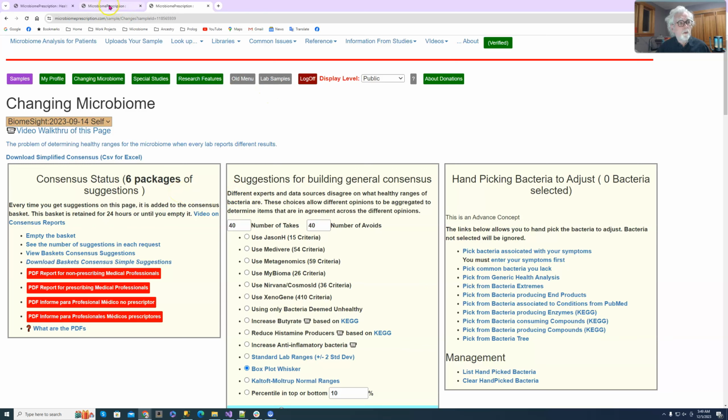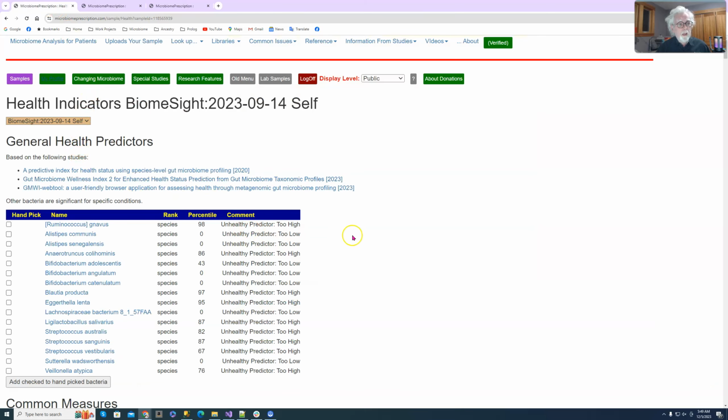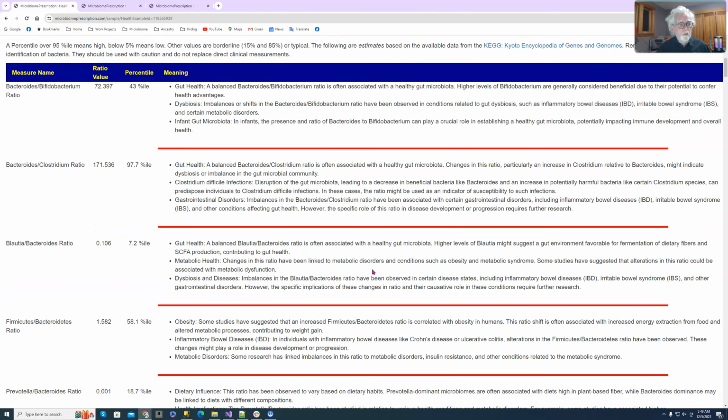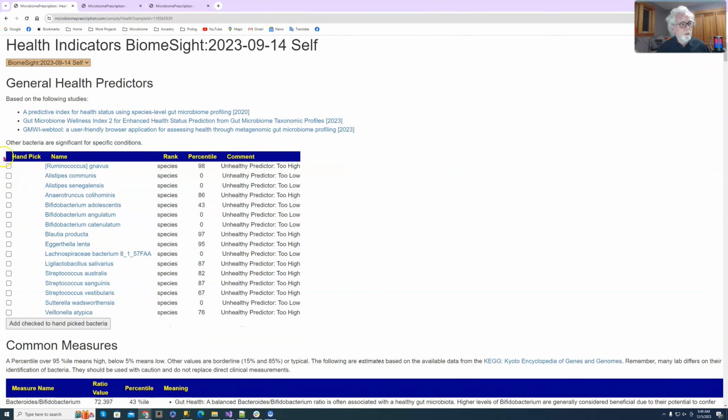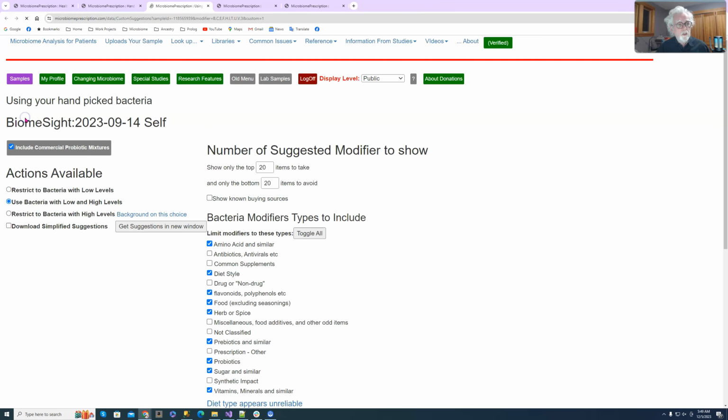And now we're going to hop over to a last one, which is clicking on the health indicators, which goes down and gives you all sorts of information, which I do. But what I'm basically interested in is this one. What we're going to do is just go and click all of these. This is a pretty good sized list. But then again, from the description of her, she has a fair amount of health issues. So we just click all of those. Add check to handpicked bacteria. And there we go. We click get suggestions.